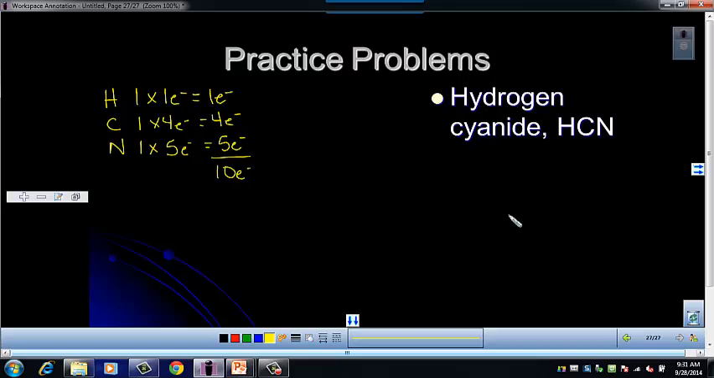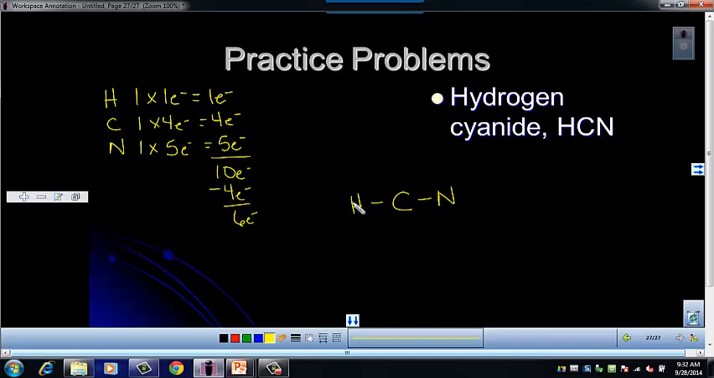Now, central atom: hydrogen, carbon, or nitrogen? Remember, hydrogen is not very metallic. It's just over on the left side of the periodic table because it has that 1 valence electron, so we put it in group 1. Carbon is usually the central atom, so let's put that there. And then we're going to attach the other 2 to it. So we've used 4 electrons in our bonds. That leaves us with 6.